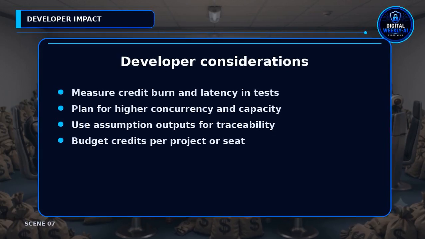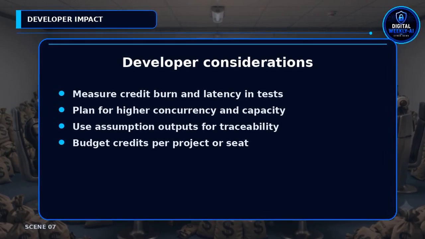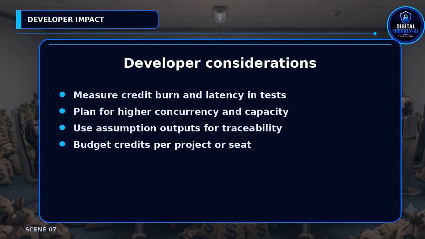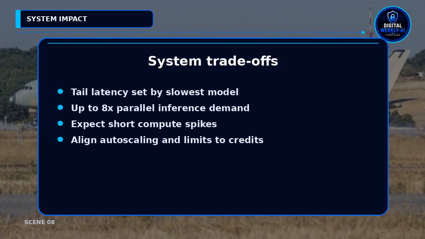Model Council changes operational planning. Parallel models increase compute and concurrency per query. That affects costs, capacity planning, and tail latency. Pilot with realistic prompts to measure credit burn and latency. Use model assumptions for traceability where needed.